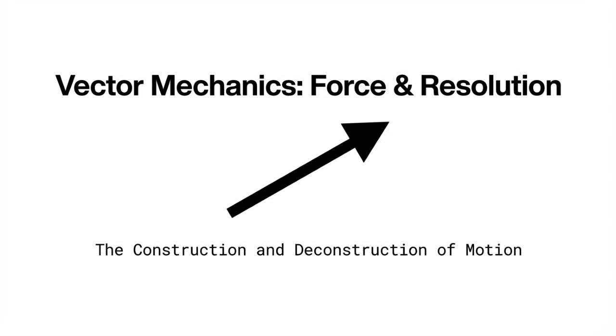Here, we're starting with vector mechanics, focusing specifically on force and how it can be resolved. Think of motion as something that can be broken down into parts or built back up again, and vectors are the tools we use to understand this process. When we talk about the construction and deconstruction of motion, we're basically looking at how forces combine to create movement, or how a single force can be separated into components, making complex motions easier to analyze. This foundational concept will help us understand everything from simple pushes and pulls to more complicated systems involving multiple forces acting together. Let's dive into how this works step by step.